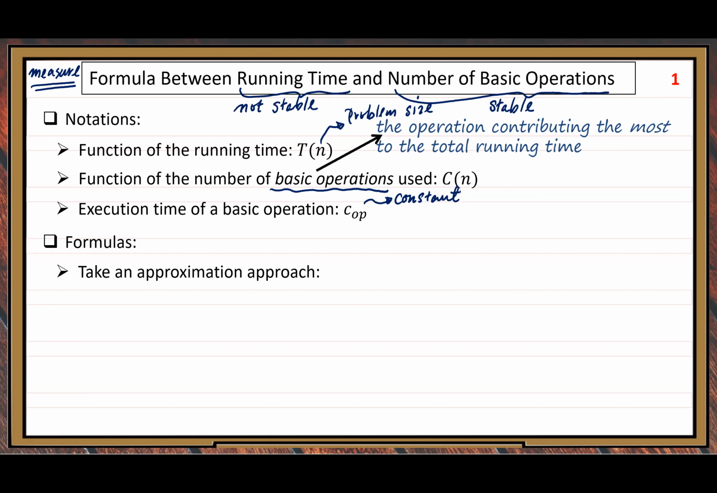Here we take an approximation approach, not because we ignore those minor operations. That's already an approximation step. So our approximation formula is like this: T of n is approximately equal to C op times capital C of n. That's a straightforward approximation.